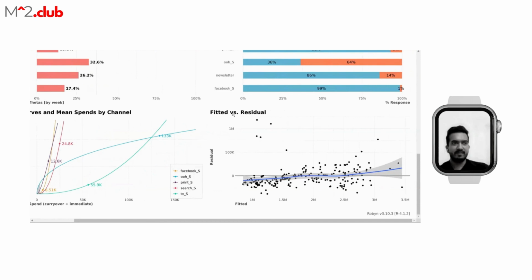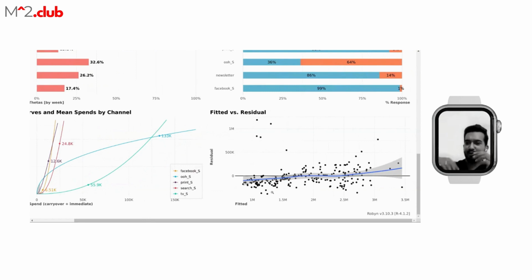And the last one is the fitted versus residual plot. Here, this helps in understanding how good your fit is. You would want this plot to more or less be a horizontal line. This blue line should more or less align with the horizontal axis, and the dots, you would want them to be somewhere around the x-axis.